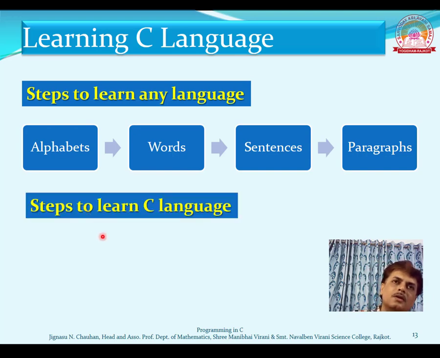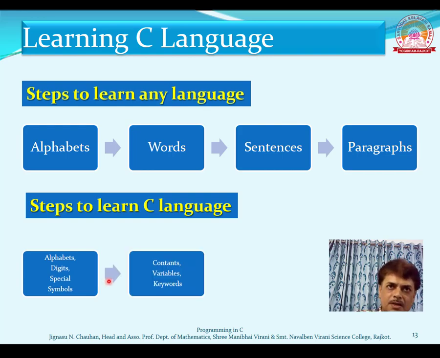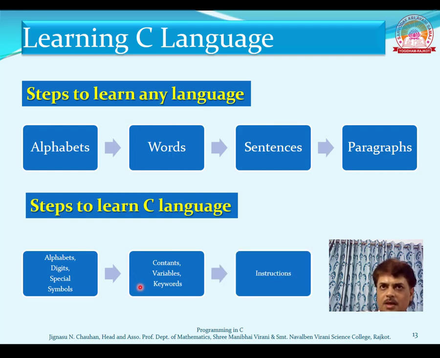In order to learn C language or any computer programming language, similar kinds of steps are involved. First step is to learn what alphabets, digits and special symbols are being used in a particular language. In our case, it is the C language. Next step is to learn what kinds of constants, variables and keywords are there in the C language.